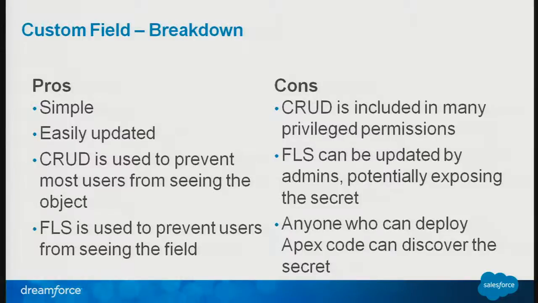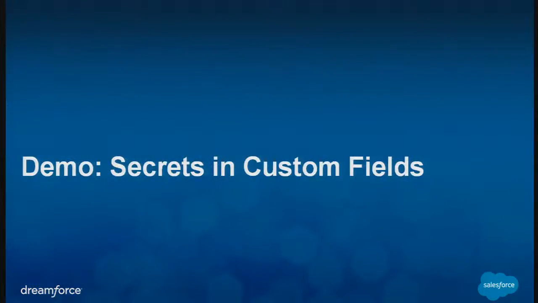the field itself. Now, the cons of this method are that CRUD is included in many privileged permissions, like modify all data. All your admins have CRUD to whatever object you're storing the secret in. FLS can be updated by admins, also potentially exposing the secret. And anyone who can deploy Apex code can discover the secret. And with that, we're going to demo this.